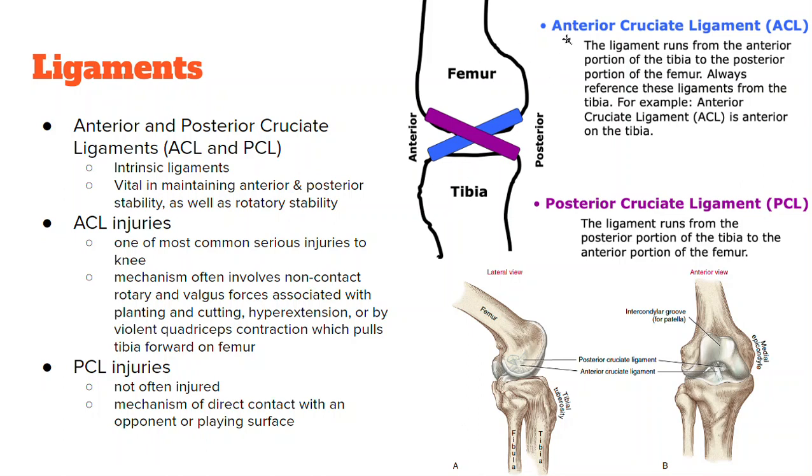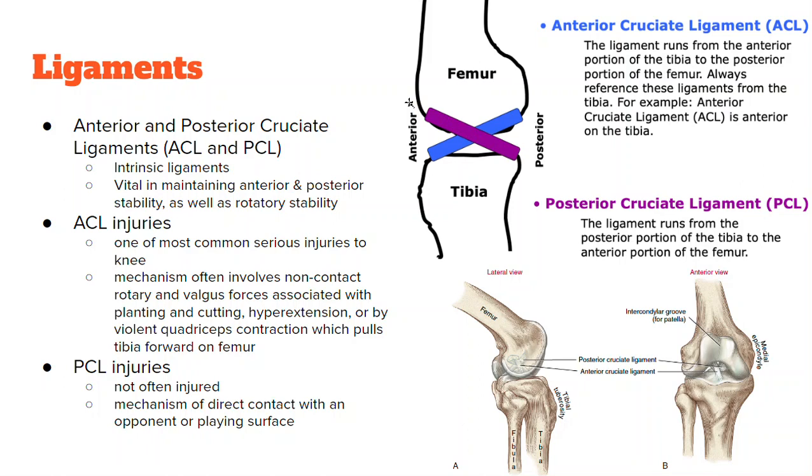So let me just redirect. The anterior cruciate is blue, so it's anterior on the tibia to posterior on the femur. The posterior cruciate ligament, the PCL, is posterior on the tibia, anterior on the femur. They cross, and that's why they're called cruciate ligaments, because that means crossing.